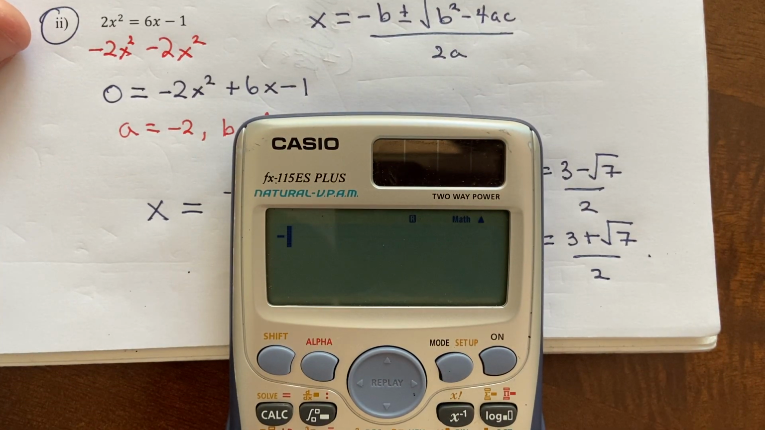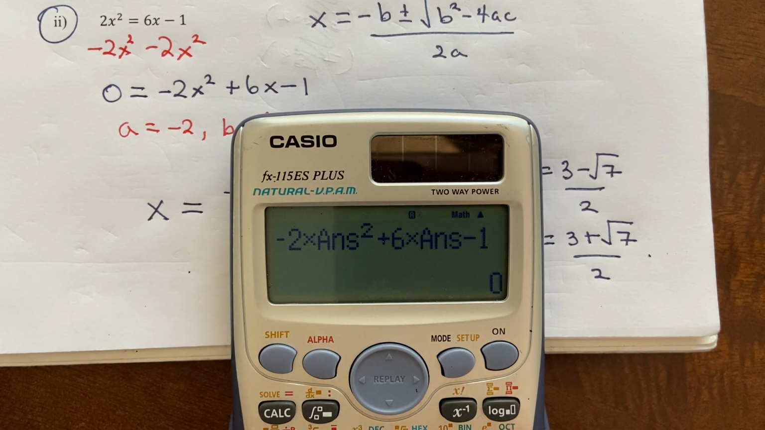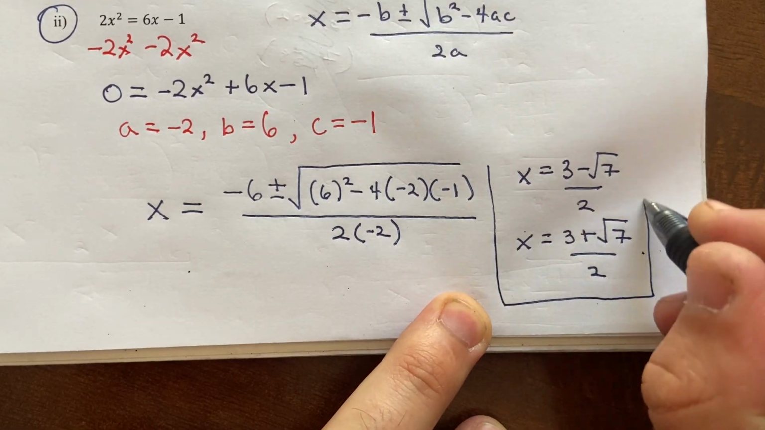So I can say negative 2 times answer squared plus 6 times answer minus 1. And this should be 0. It is. So I'm assuming both of these work.